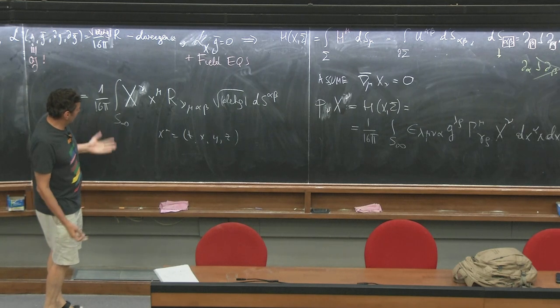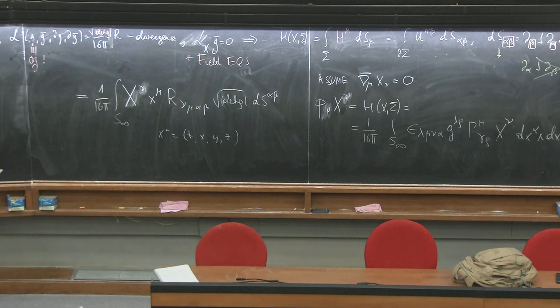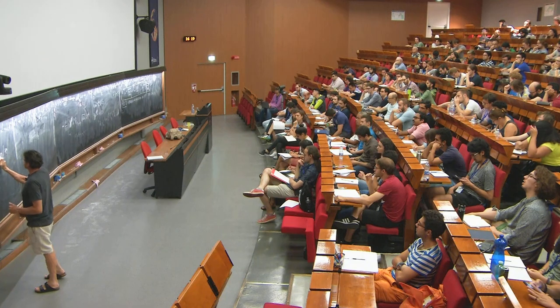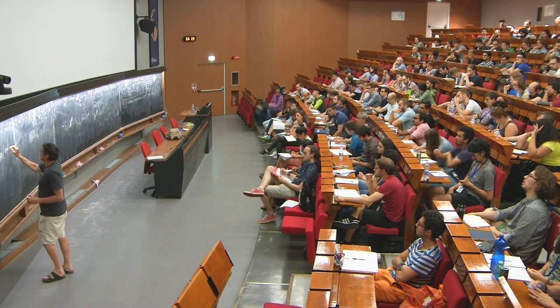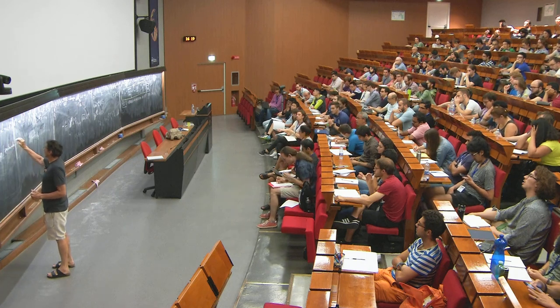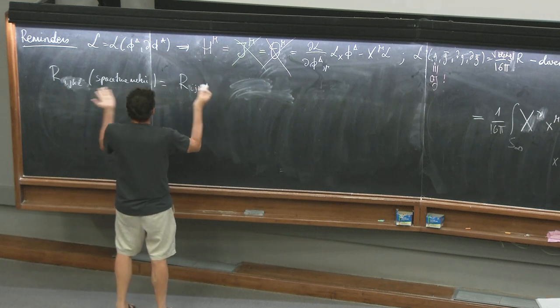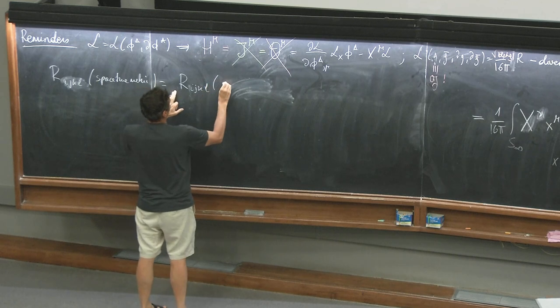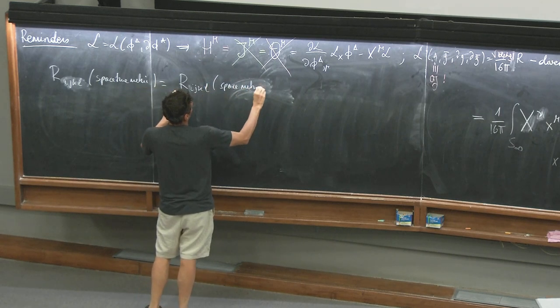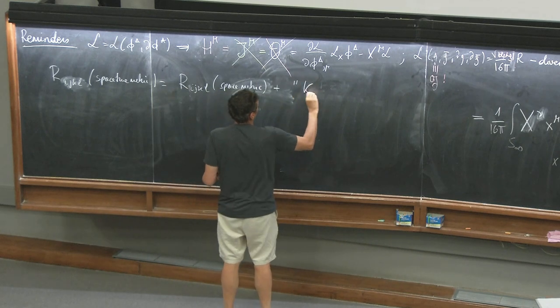Because if I'm working on a surface t equals zero, I can decompose the Riemann tensor, so the R of the space-time metric, R nu mu alpha beta of the space-time metric, and if I just take the space indices, is equal to the Riemann tensor of the space metric, and I don't want to use a different symbol, I could, plus k square terms.